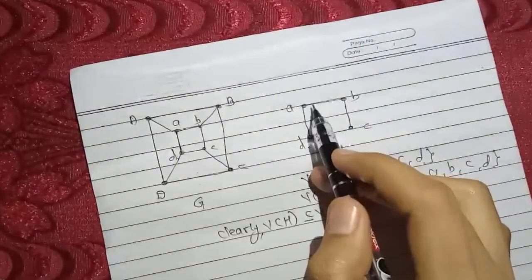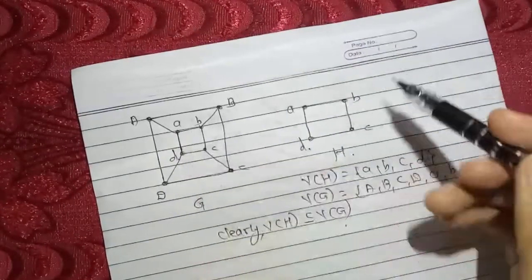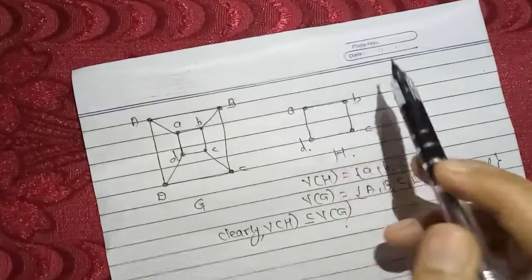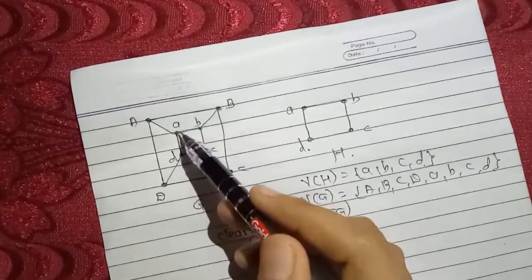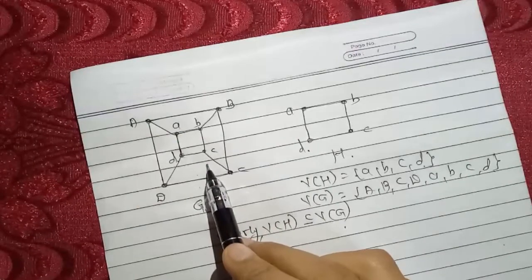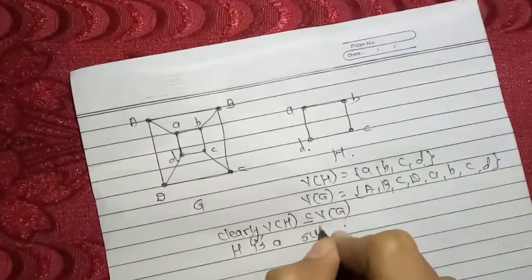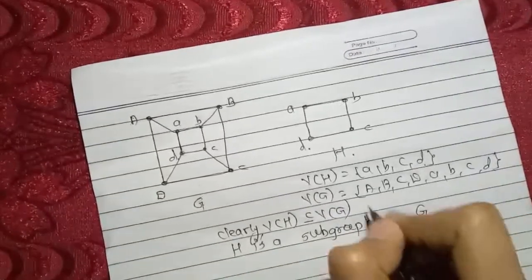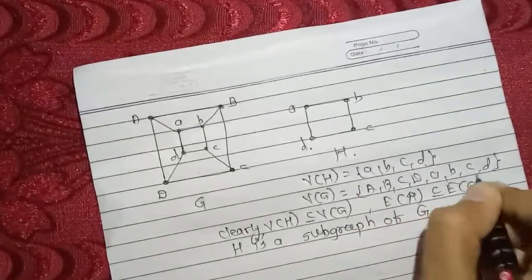Next we check that the edge set of H is a subset of the edge set of G. There is an edge between A and B, and also in graph G there is an edge between A and B. Similarly there are edges between B and C, C and D, and D and A in both graphs. So clearly the edge set of H is also a subset of the edge set of G. Therefore H is a subgraph of G.